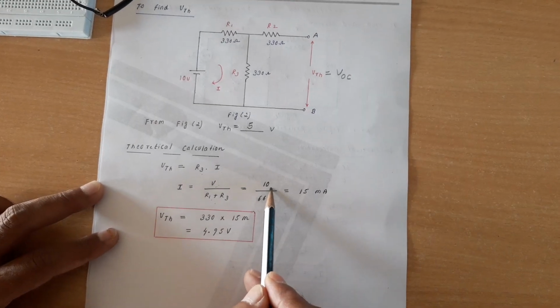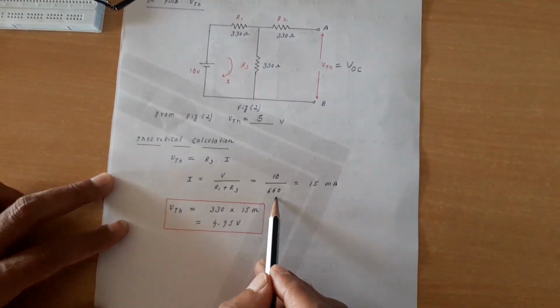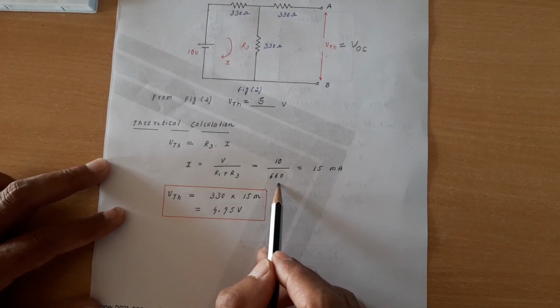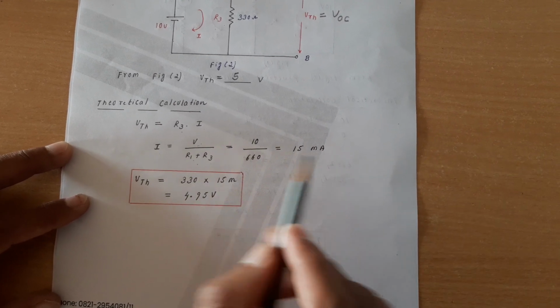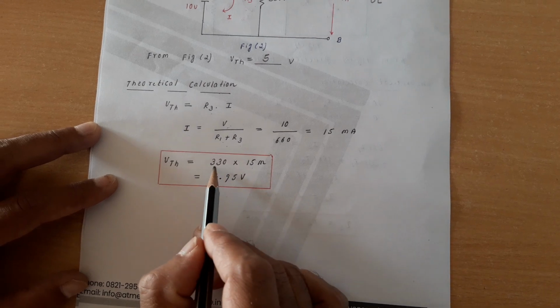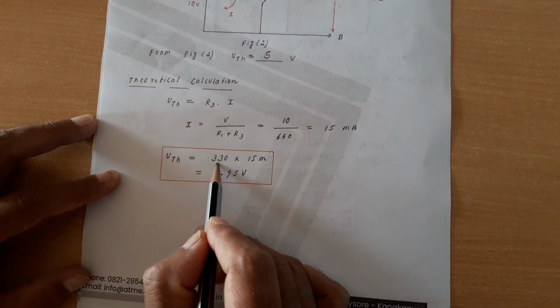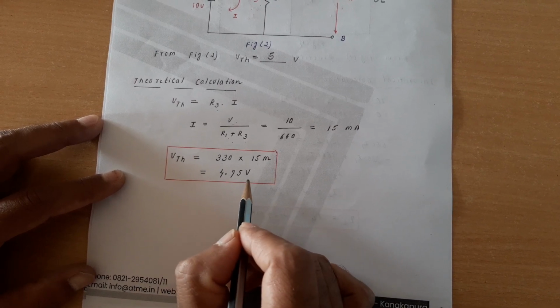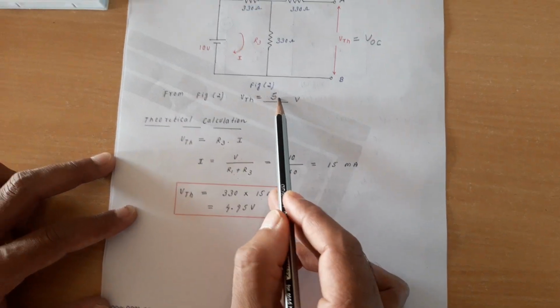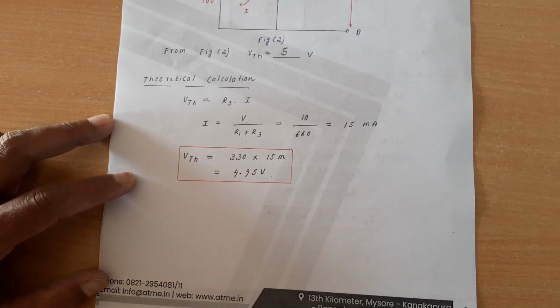V equals 10 volts. R1 plus R3, 330 plus 330, is 660 ohms. So the answer I have got is 15 milliamperes. Now this 15 milliamperes is multiplied with 330 ohms, so the theoretical value of VTH is 4.95. So practically I have got 5 volts, theoretically 4.95 volts.